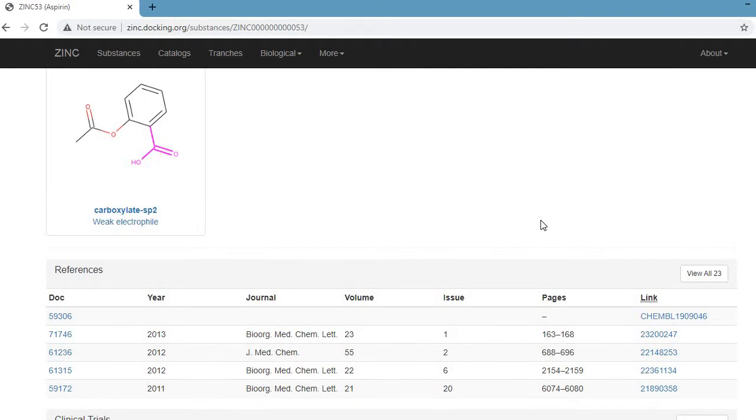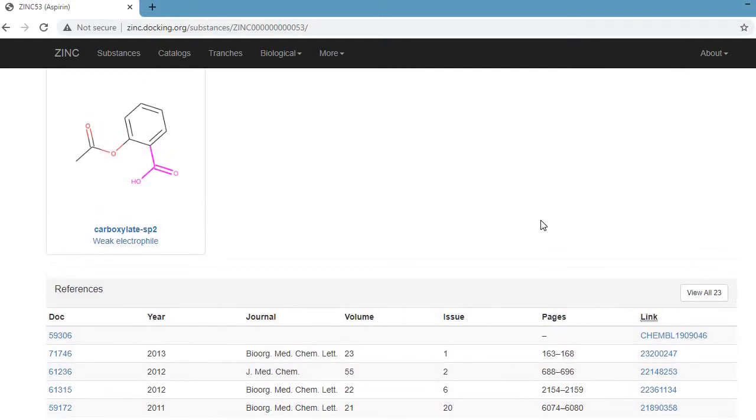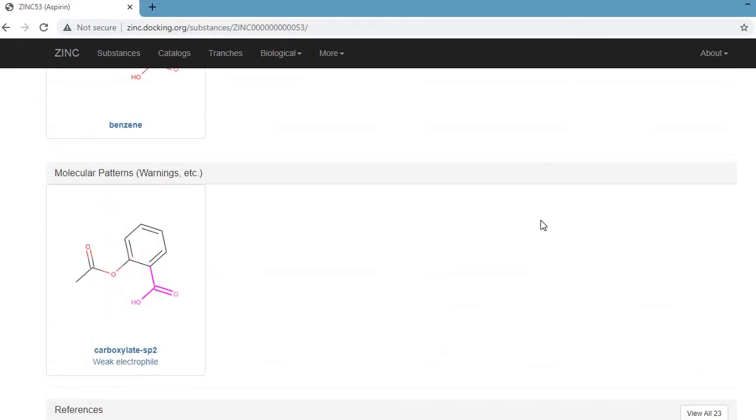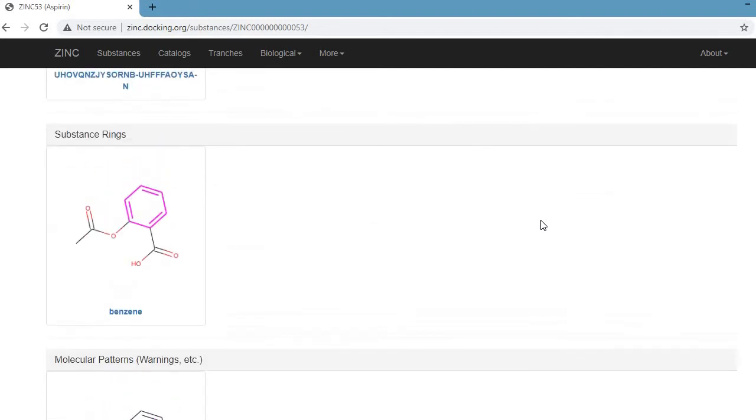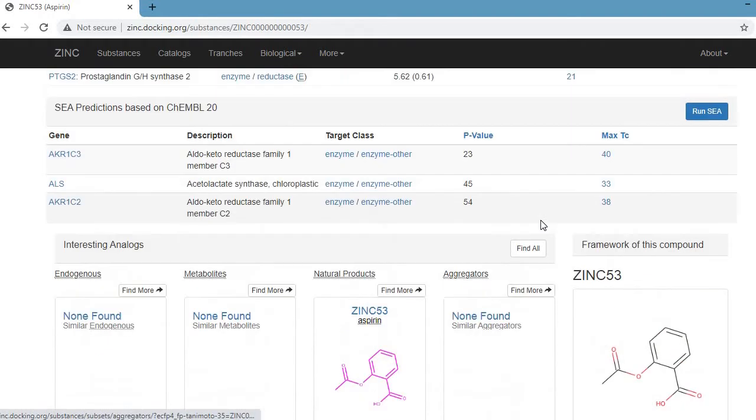So if we are interested to buy aspirin, we can get it here on this database. We can write to them and also get various information related to aspirin. So now let's look for another compound.